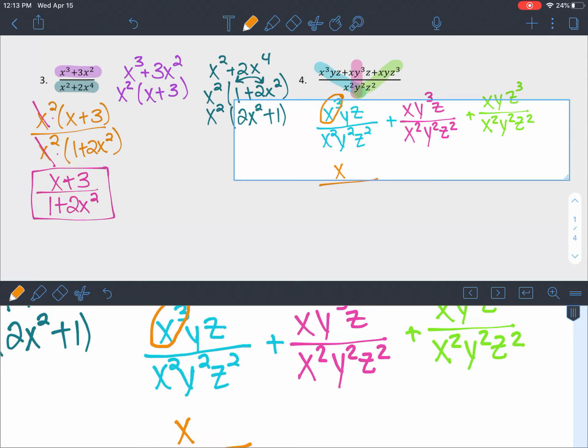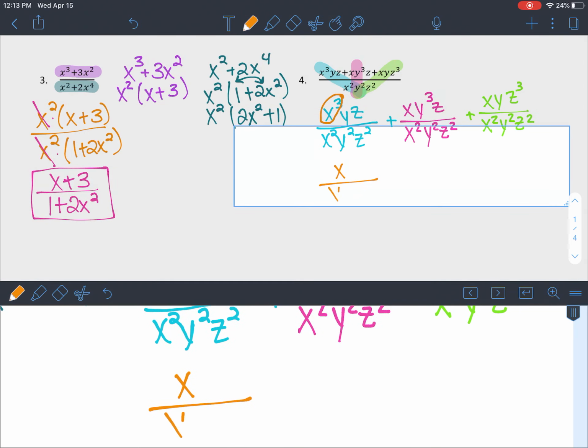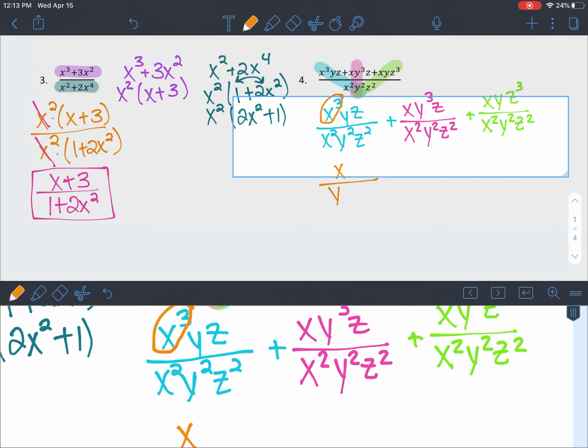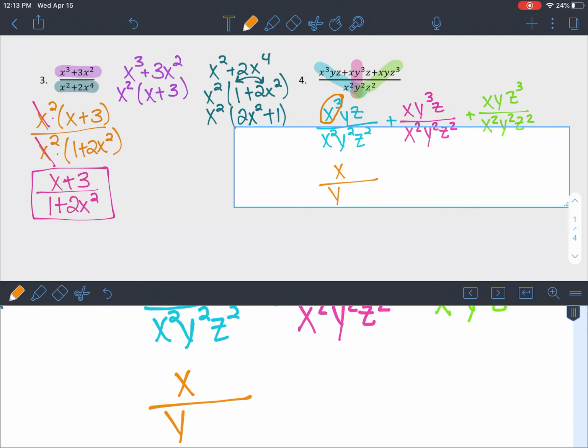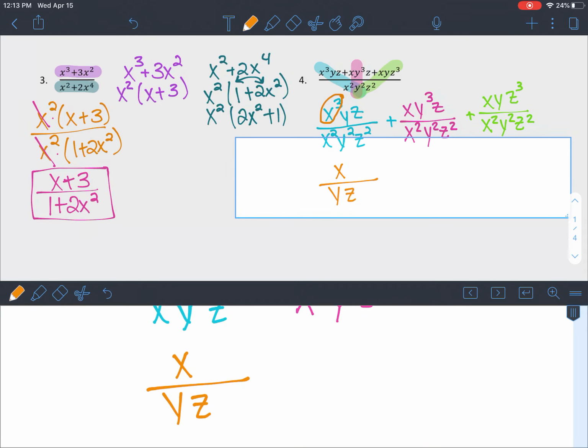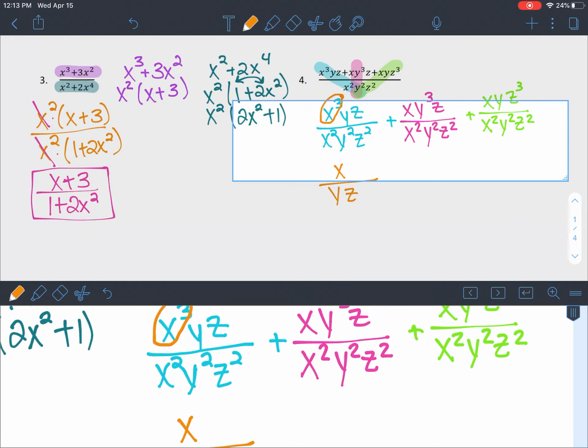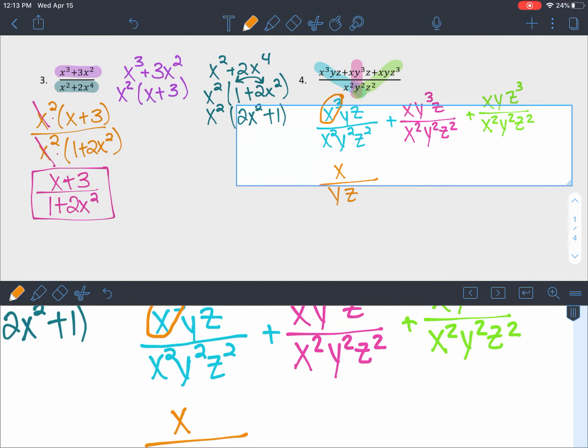So let's look at what's next. There's 2 y's on bottom, 1 y on top. There's more on bottom than there are on top. And by how much? Well, that's 1. So I'm going to have 1 y on the bottom. And then I look at my z's. There's 1 z on top, 2 z's on the bottom. So I'm going to end up with 1 extra z on the bottom. So that's my blue term simplified.